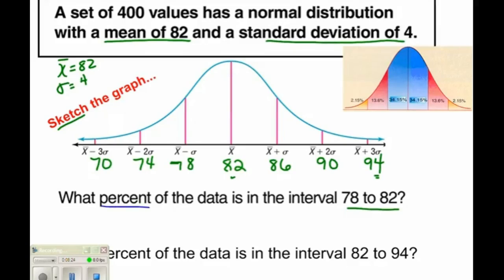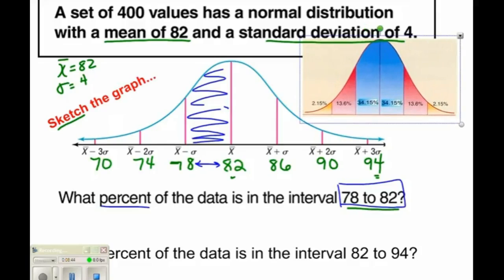What percent of the data lies from 78 to 82? Well, they're talking about this band right in here, right? From 78 to 82. If I look at the piece I gave you earlier, we're really just 1 standard deviation below the mean. So I'm looking at 34.15% of the data lies in that region.